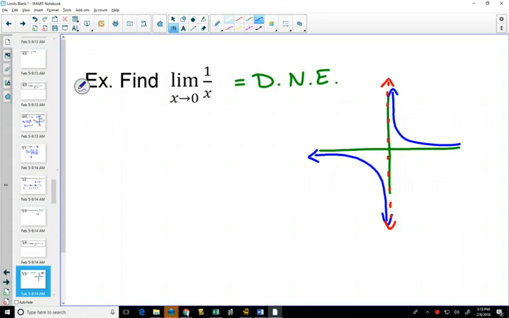That one's tempting. Our brains tend to think positively. We're positive people, that's a good thing. When you do 1 over 0, you think of coming from the positive side, and yes, it would go to infinity. But because from the left-hand side it is equal to negative infinity, this one does not exist.